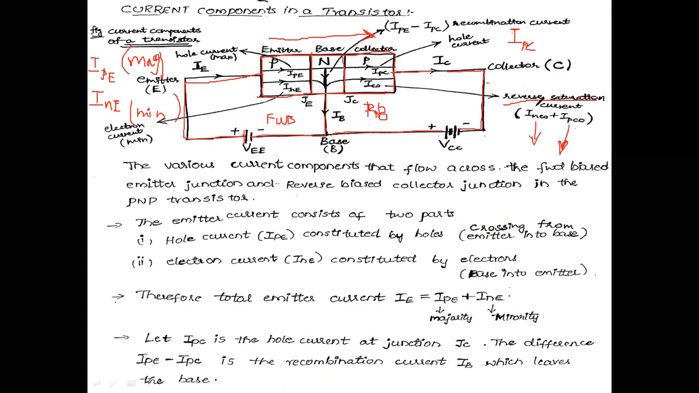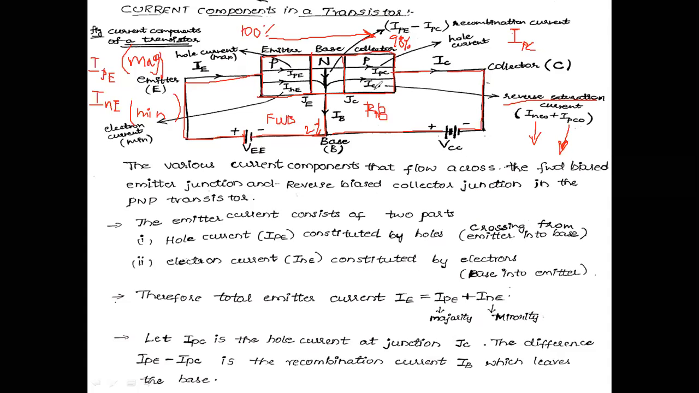I am getting the reverse saturation current here, and as well here I am applying 100% of the emitter current. Out of that 100% of emitter current, 2% is transmitted to the base side, and the remaining 98% is transmitted to the collector side. Okay, like that.